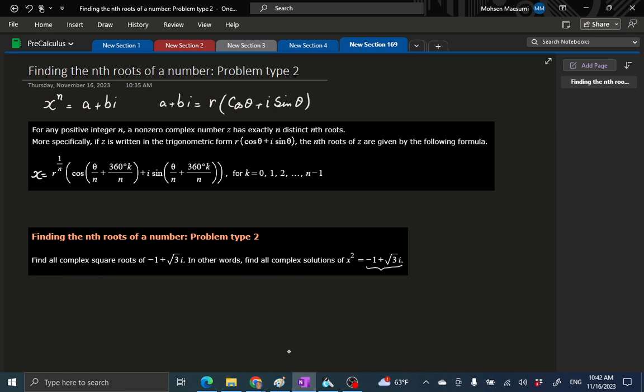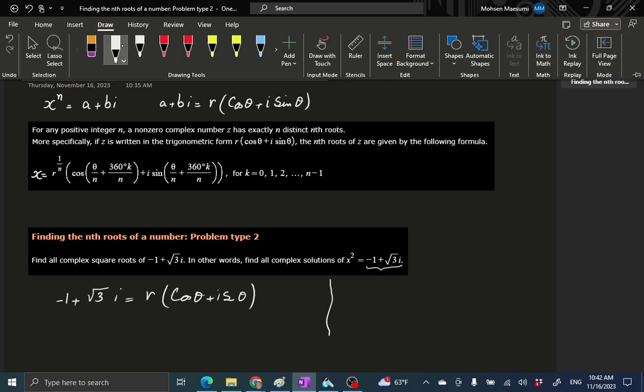First, we write our number in the polar form. So minus 1 plus radical 3i, I have to write it as r times cosine theta plus i sine theta. What is the role of r and theta here? Again, a picture is going to help. Hopefully your hand is steadier than mine.